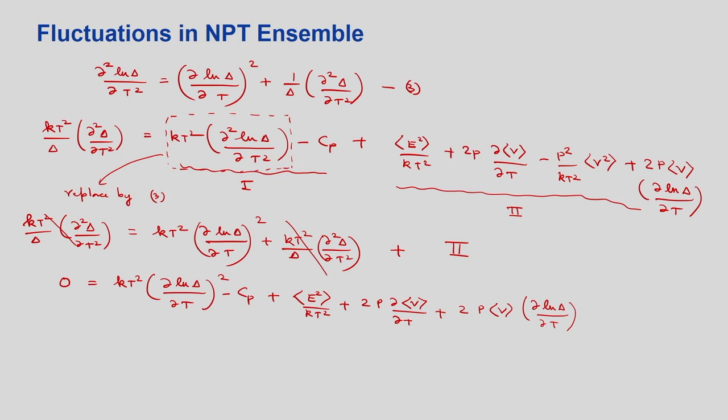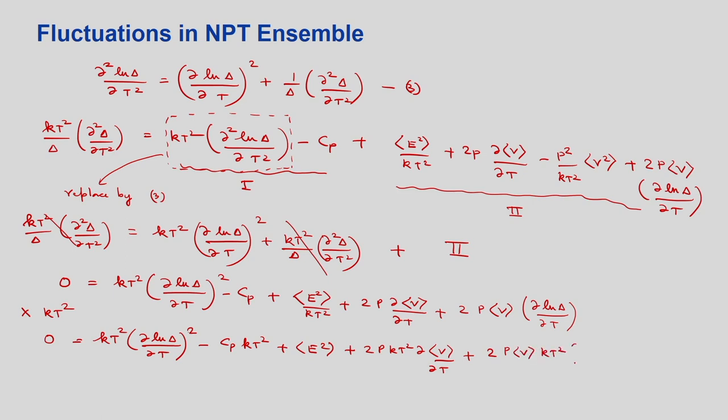What you can do is here multiply by kt square both sides. Okay, so 0 will be equal to kt square, so you will see kt square dou ln delta by dou t whole square. So I can write down this term as this term minus Cp into kT square plus this term plus 2p kT square dou of V bar by dou T plus 2p V bar kT square into dou ln delta by dou T. Okay.